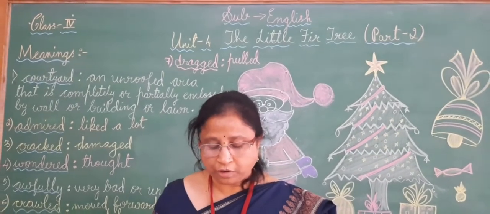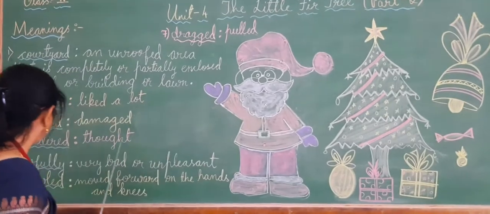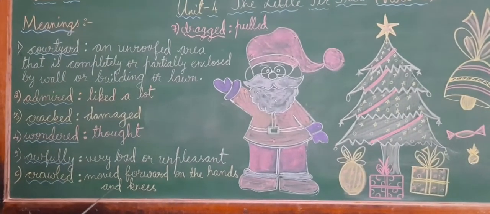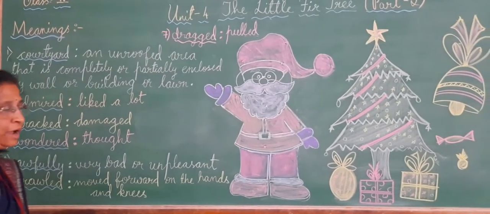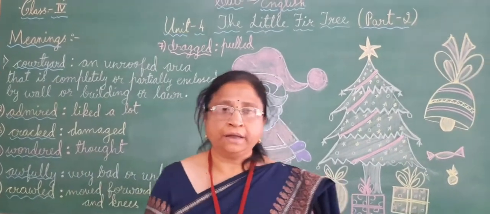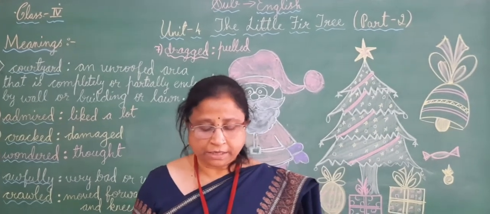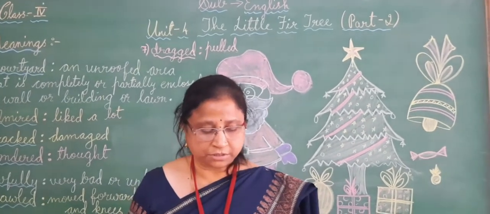It was awfully lonely here. Awful means what, children, here? Awful means very bad or unpleasant. So as it was dark in the room, the tree felt very awful, uncomfortable, unpleasant. And it felt very lonely, children.